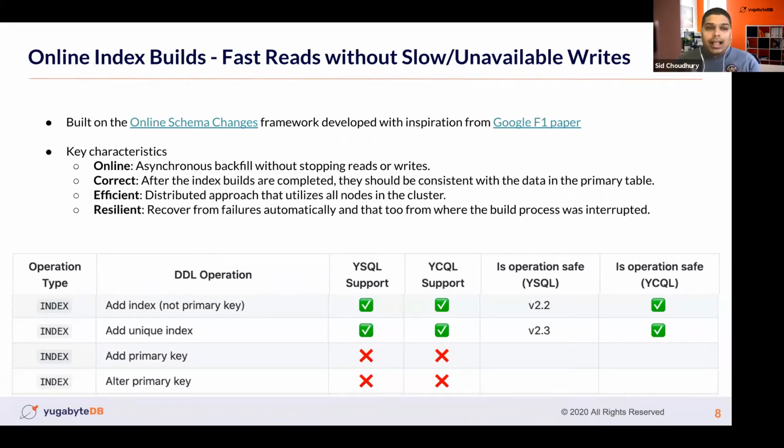Okay. Having said that, what we have been able to deliver in this 2.2 release is essentially the first row, where for both the CloudQL and the SQL APIs, the add index, which is a simple index, is both operationally safe and is supported on both the APIs.